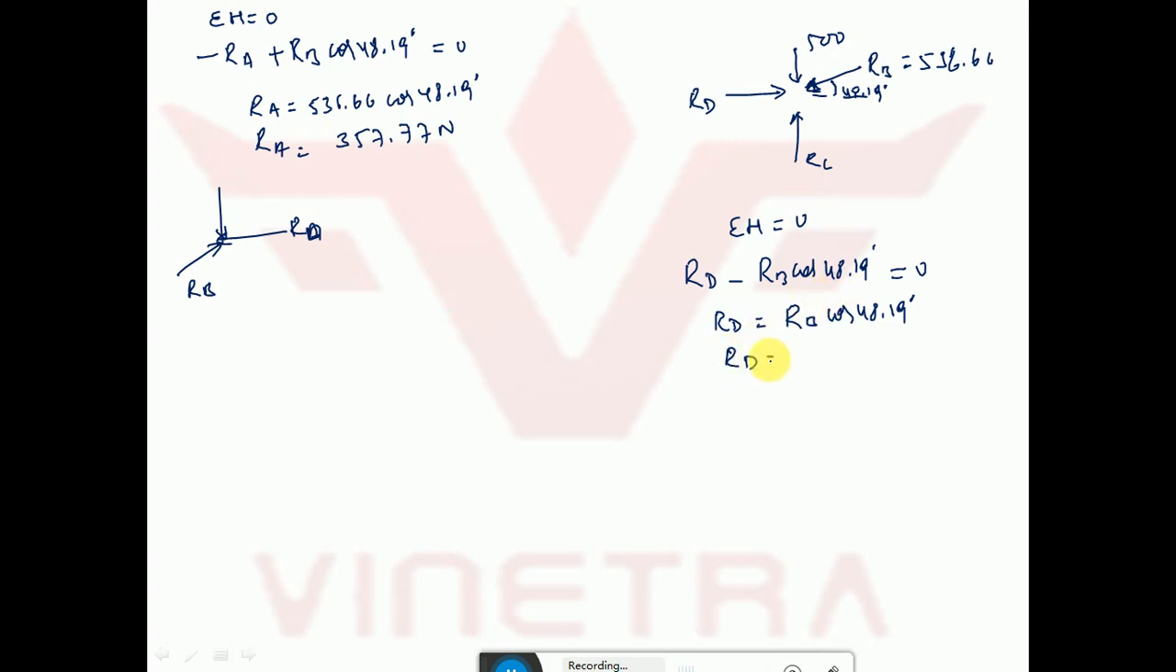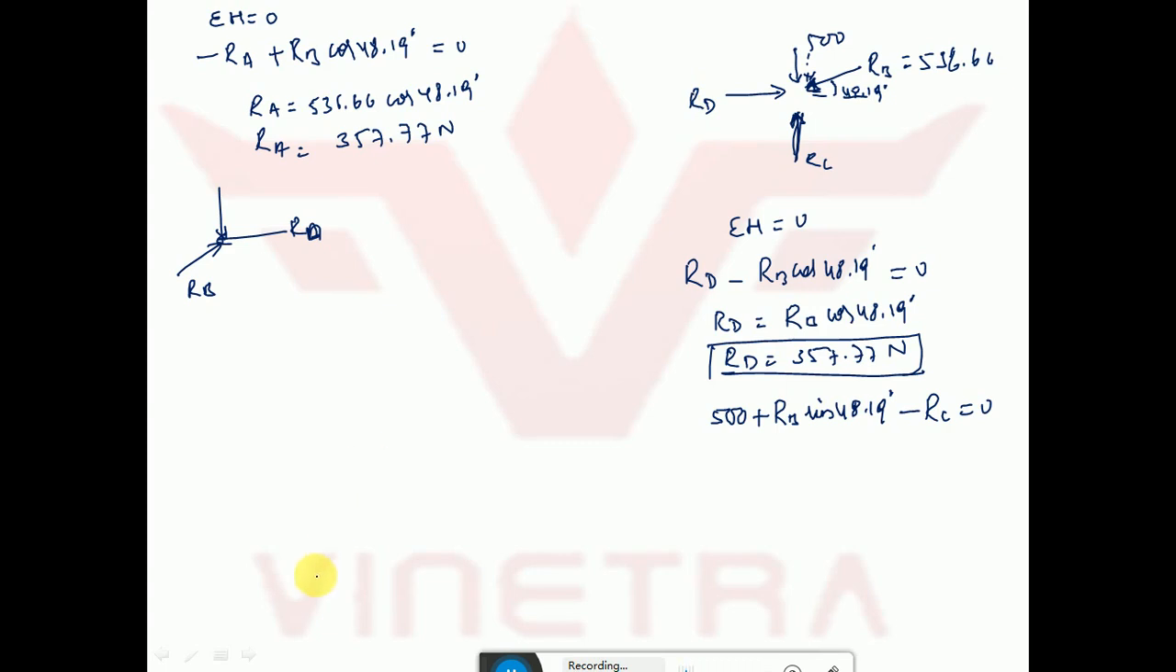RD will be equal to 357.77 Newton. This is the value of RD. Now let us go for calculation of RC. So one force is this one. If I resolve this, then it will come in this direction, that is RB sine 48.19 degrees. So both are acting downwards, so they will be positive. 500 plus RB sine 48.19 degrees minus RC will be equal to 0.